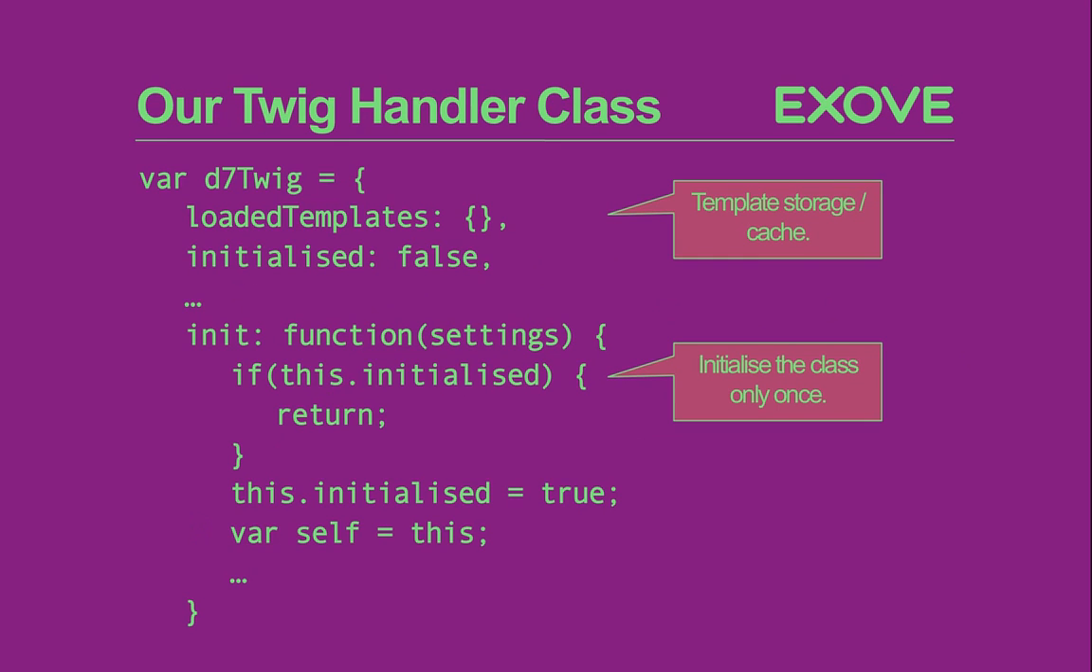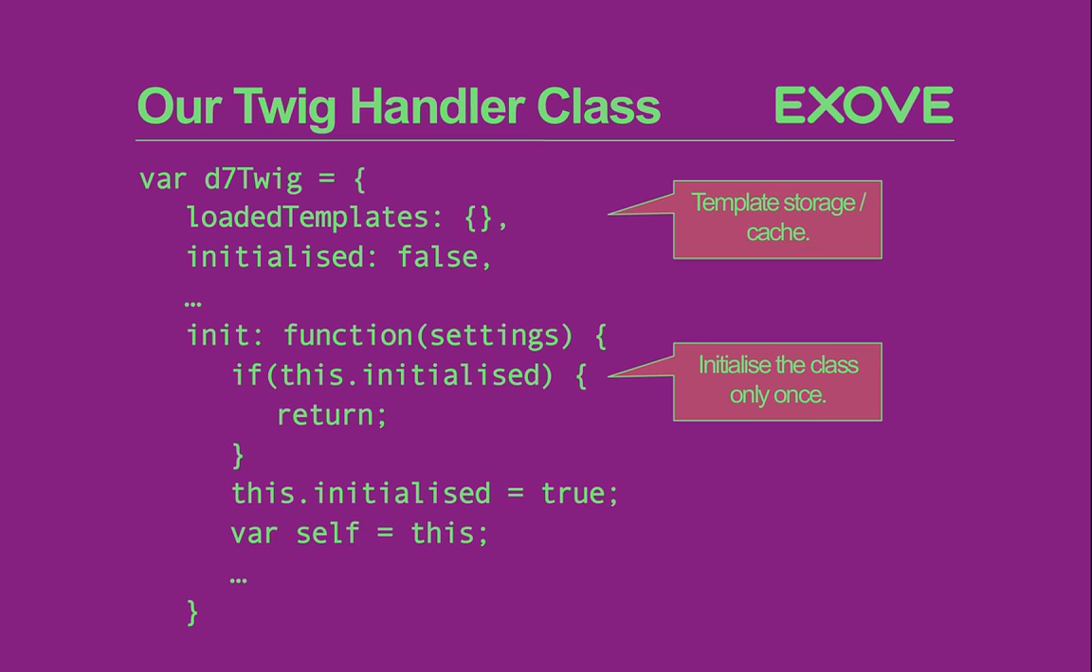So here we have the actual JavaScript class, and we have a few variables on that class or object. For example, loaded templates. We have a place where we can store the loaded templates so that we know what has been loaded already and don't load it again and again. So it's a cache. We need to make sure that the class is initialized only once. We had the issue sometimes that the class was initialized twice. We had 2 Twig installations running, and it was a complete mess.